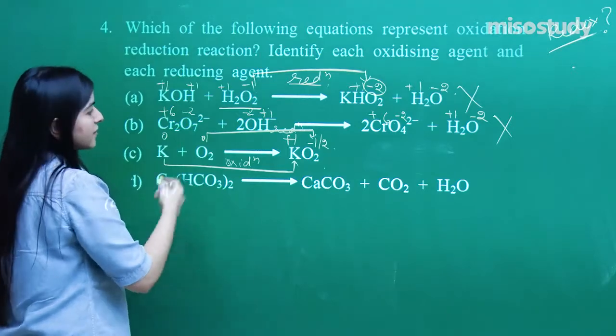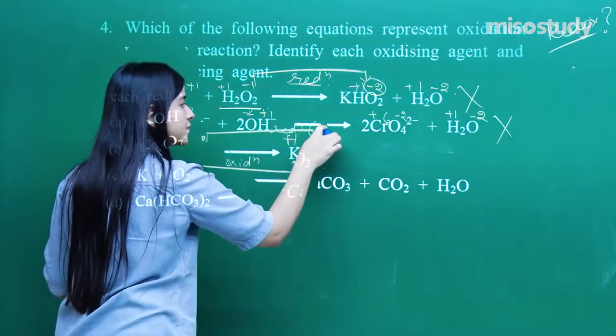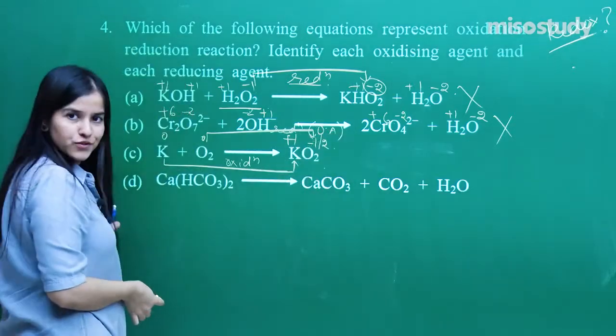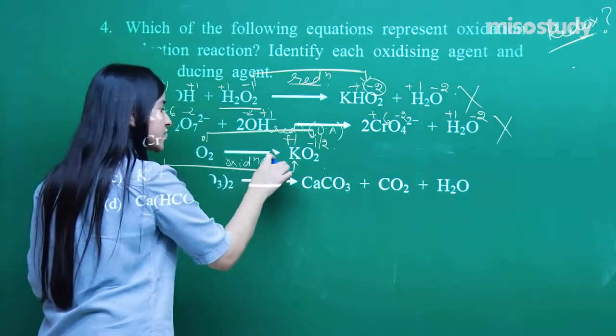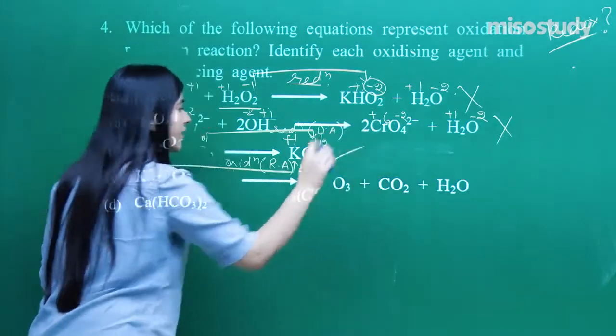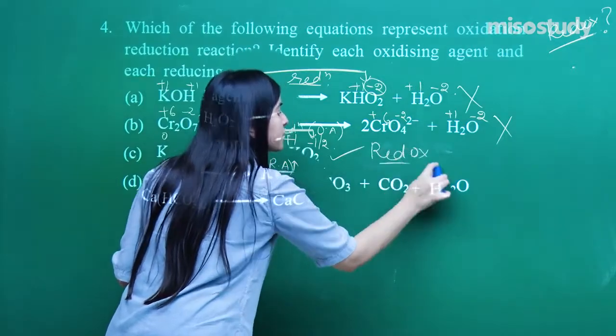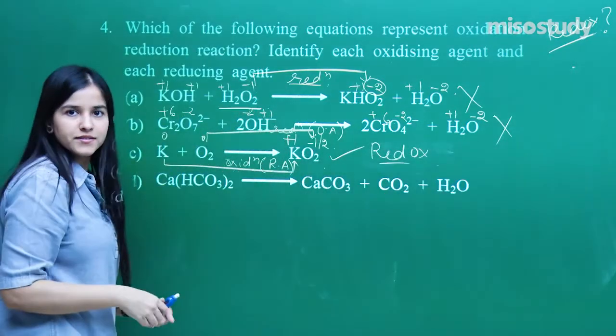And that means which is the oxidizing agent over here? This is the one which is getting reduced, and which is the reducing agent? The one getting oxidized. Yes? Okay. So yes, I can call it as a redox reaction because it involves both of the processes.